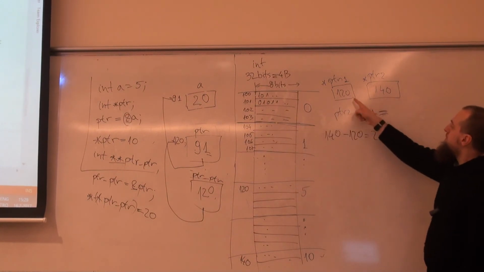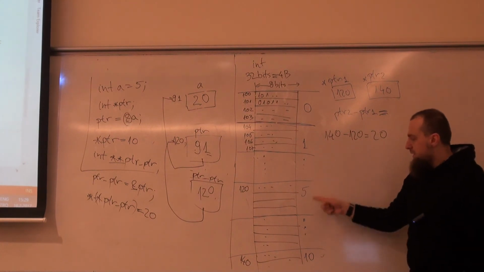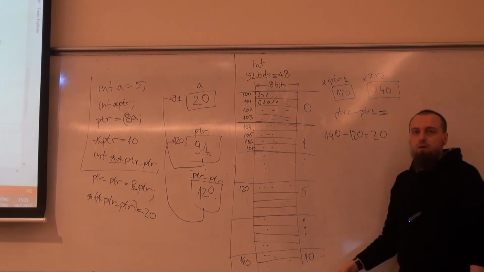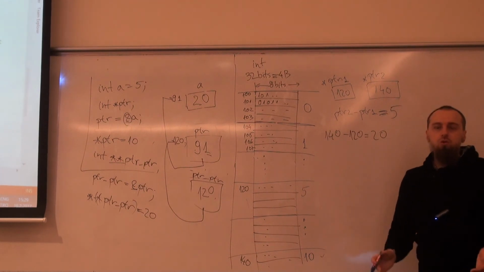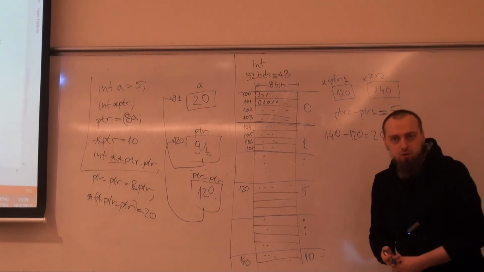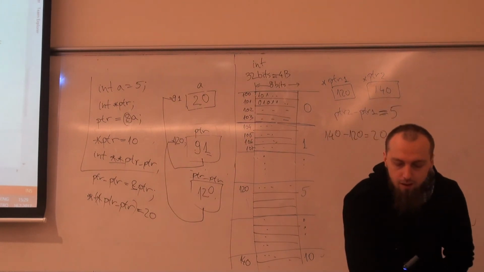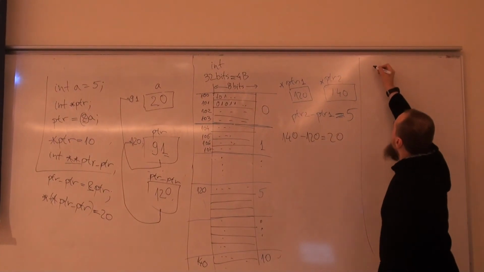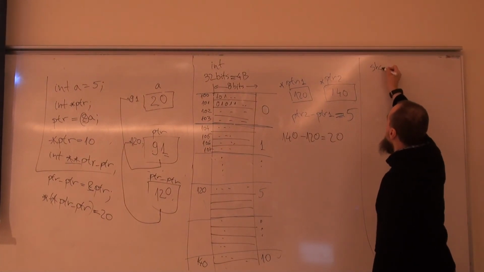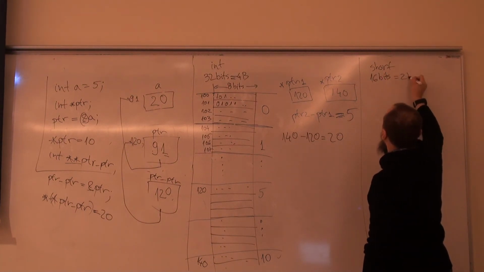So if I say pointer 2 minus pointer 1, what's the value? How many elements are between 10 and 5? It's 5. Okay. If you understood this, you understood the next example that we are going to cover. The only difference is that this is for integers. We will have also short. And short has 16 bits, meaning it's 2 bytes.